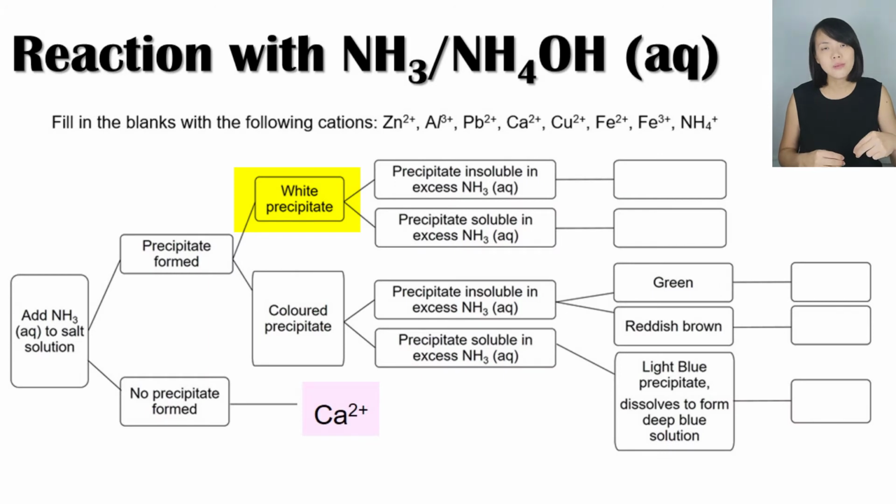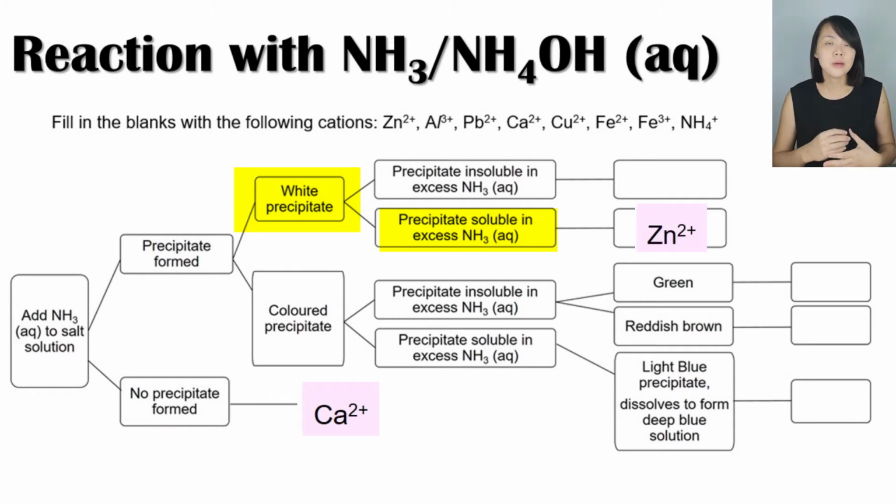So if we add aqueous ammonia into this unknown solution and white precipitate is formed, then which cation must be present? Could it be zinc? Could it be aluminium? Or could it be lead 2? So what we can do is further add more aqueous ammonia to observe the changes. If the precipitate dissolves in excess aqueous ammonia to give a colorless solution, then we can confirm that the ion present must be zinc ion.